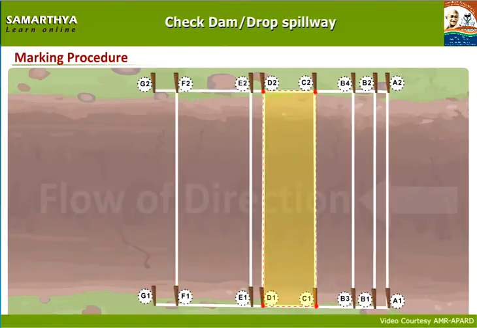The center portion of C1, C2, D2, D1 shows solid apron. The center portion of D1, D2, E2, E1, which is 0.30 meters length, shows downstream side cutoff wall. The center portion of E1, E2, F1, F2, which is 2 meters length, shows loose apron.